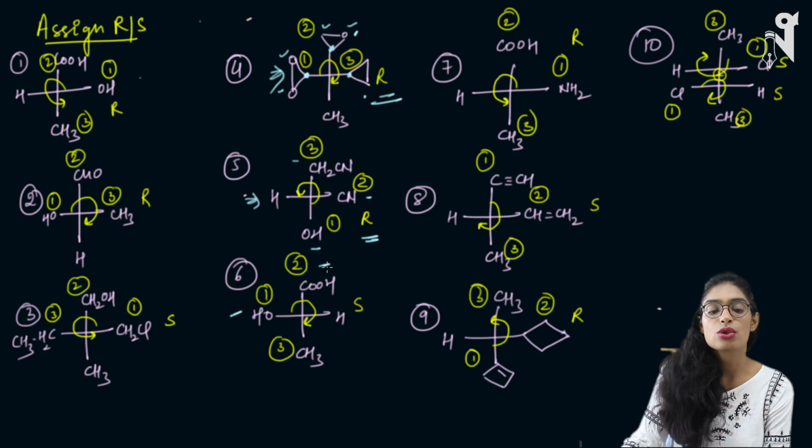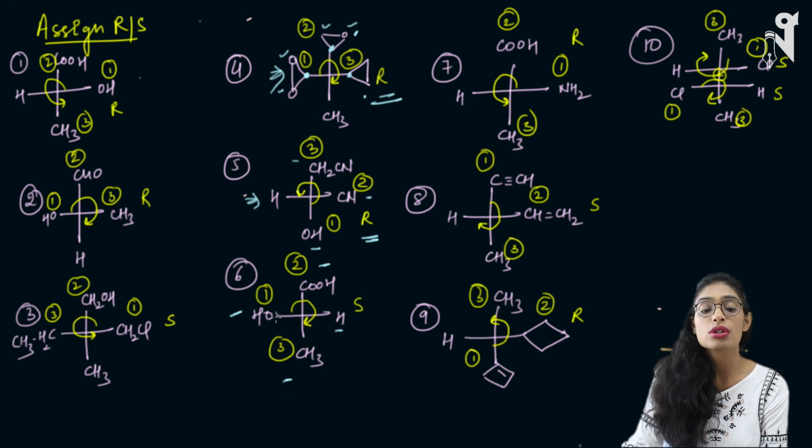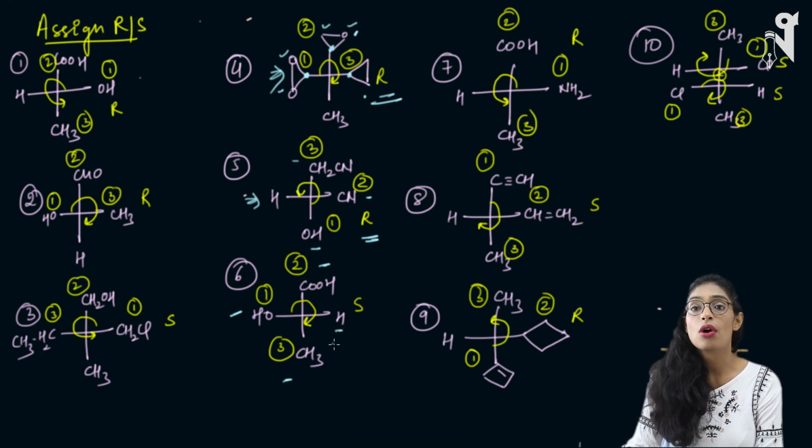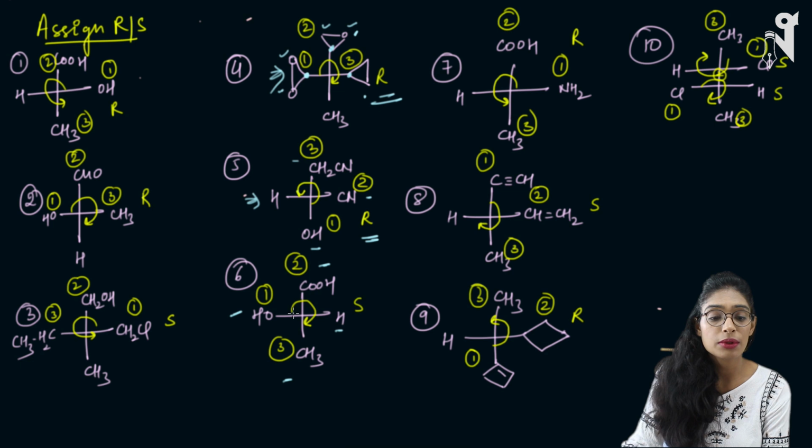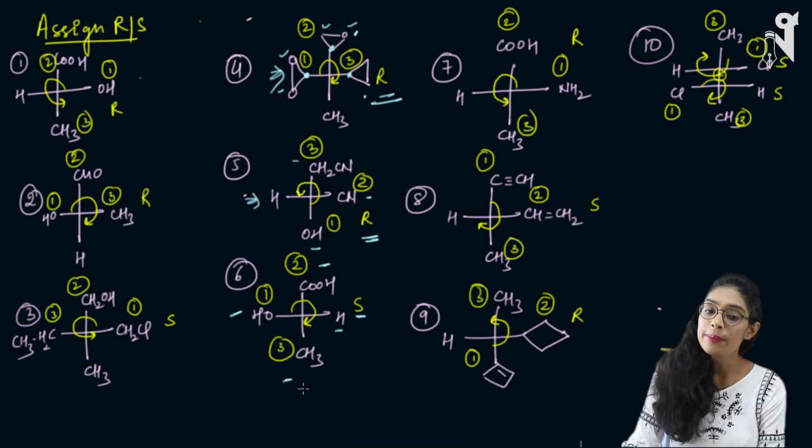OH is 1, COH is 2, CH3 is 3, and hydrogen is 4, the lowest priority group, which is present on the horizontal line. So the rotation is clockwise, so your configuration will be S.